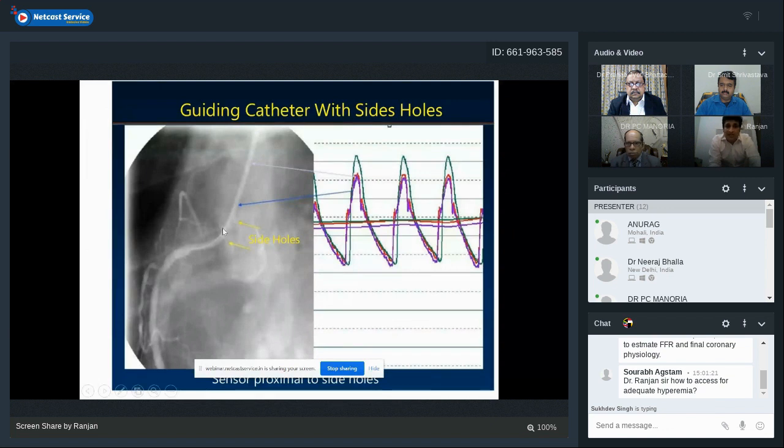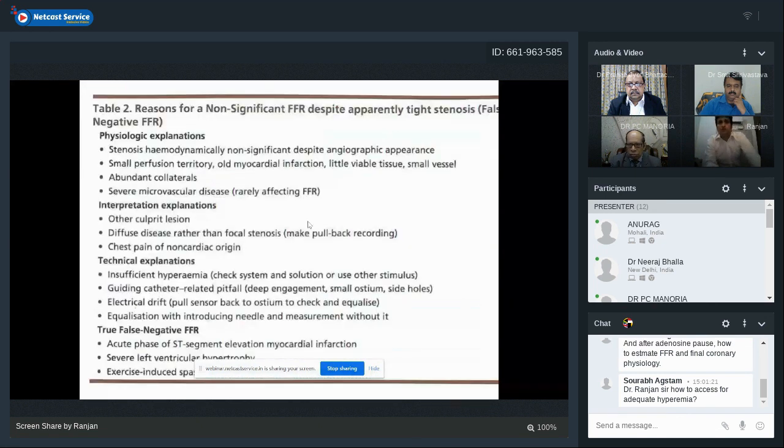So guides with side holes probably should not be used for FFR at all. The reason is that you could be damping the artery without knowing, like in the last example. In the last example, it was a guide catheter without side holes, that's why you know it. Imagine your guide damps it and you don't realize, then you will get a false high or a false low FFR. So we should not use them.